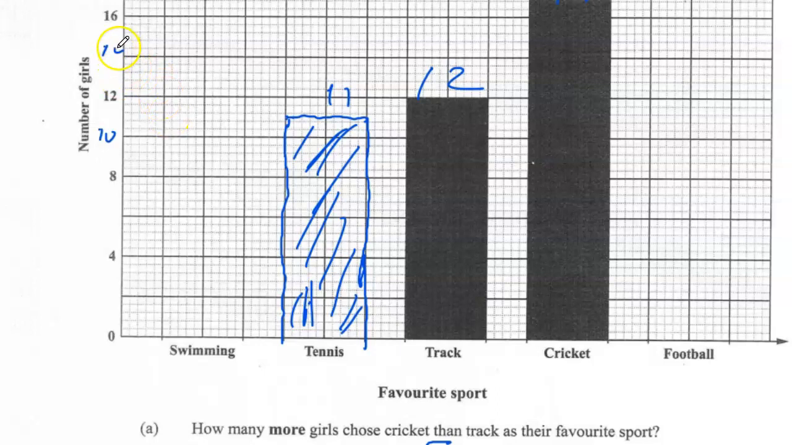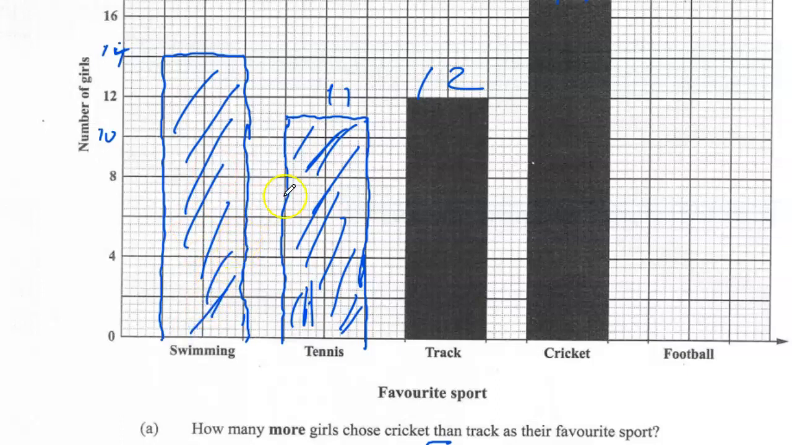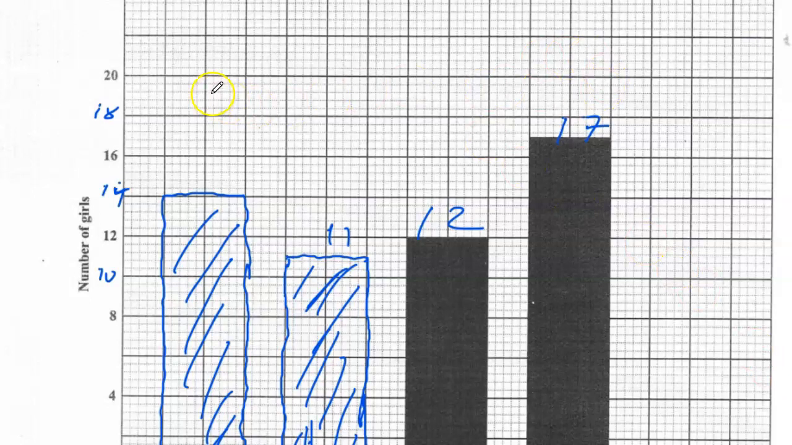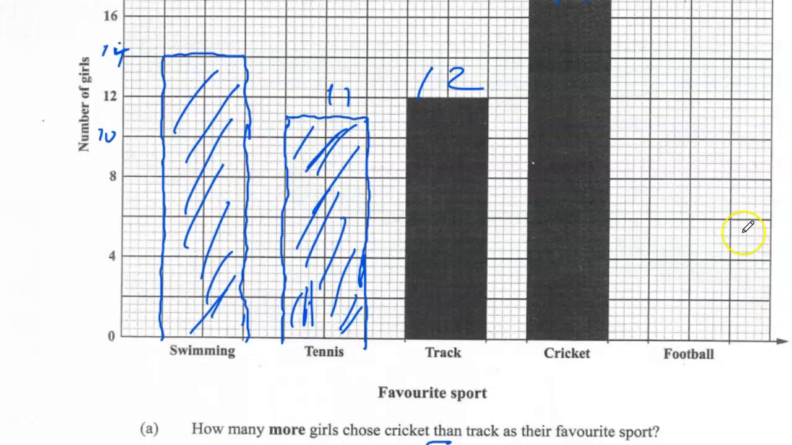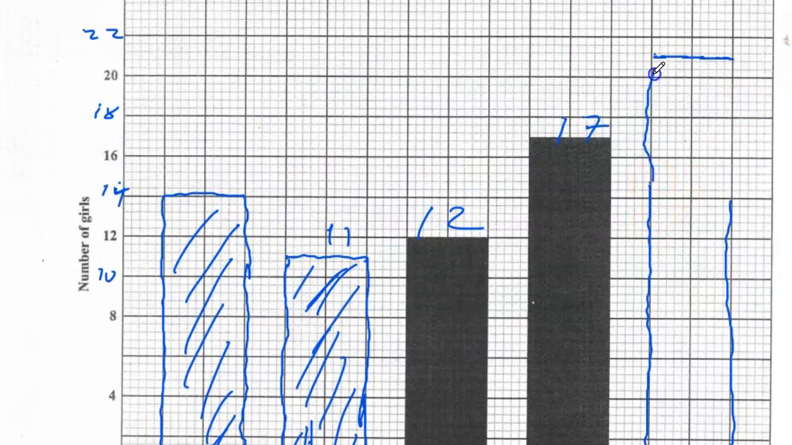So 14 would be here, since we're counting each tick line value 2. So 14 for swimming, 21 for football. And football seems to have the highest, because the highest so far was the cricket. So 21 is midway between 20 and 22, which would be about here, right? So of course you bring a bar down, bring a bar up, and you use a ruler and a pencil and of course you will shade.